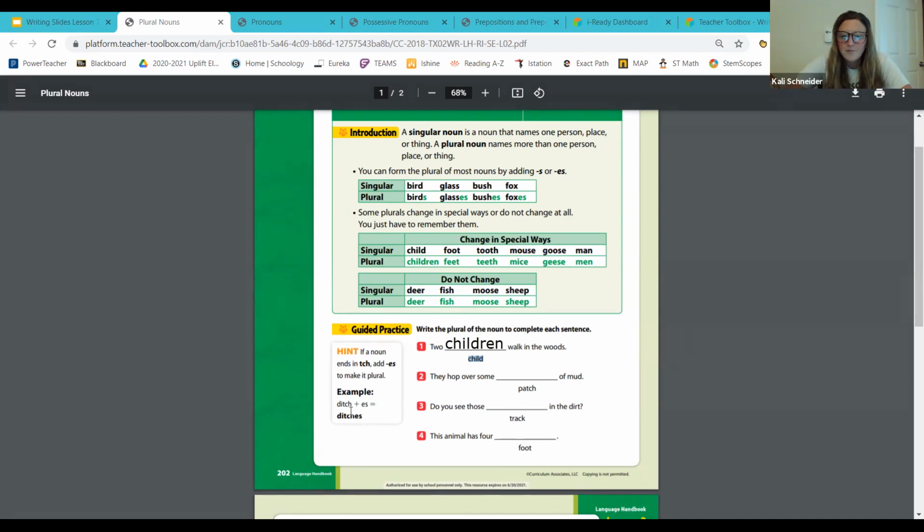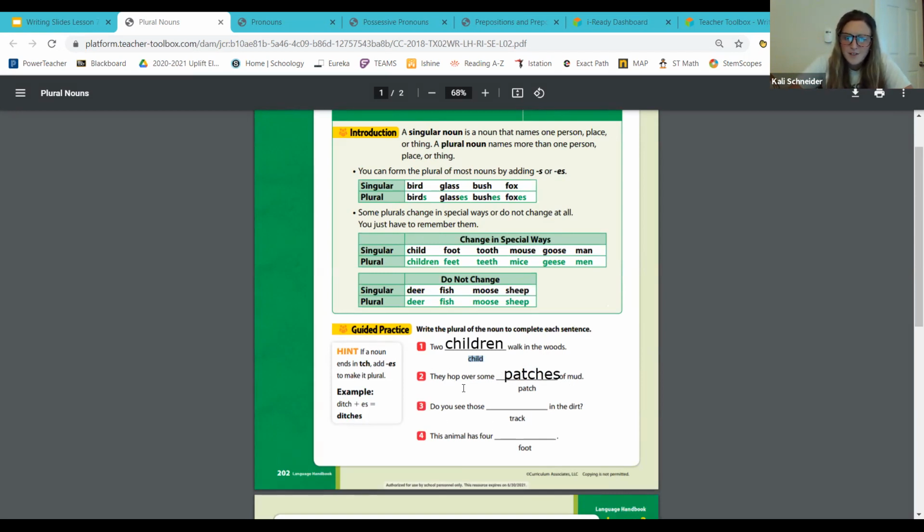They hop over some blank of mud. I see it ends in tch here. Because I see tch, I know my hint says I need to add es, because it has an s sound and you can't just add an s. So they hop over some patches of mud.